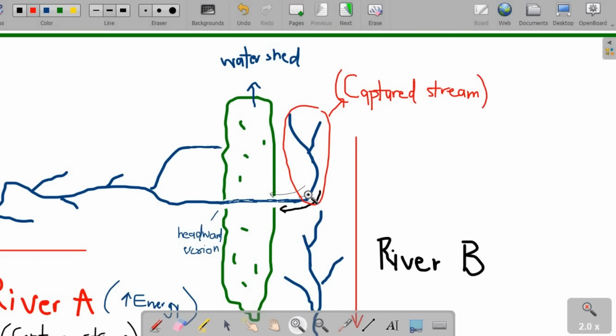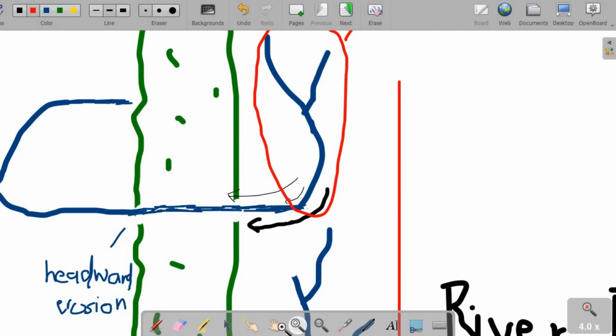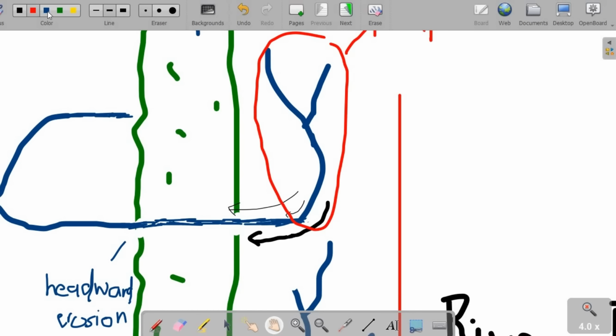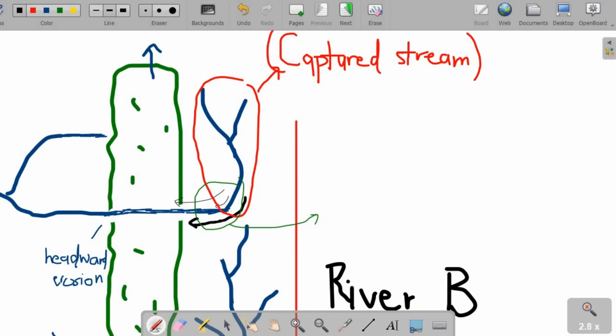And then you have this area right here where the stealing occurred. This area that looks like a sharp curve, like an elbow, is called the elbow of capture. This is where the sharp curve redirects the water towards the capture stream. So call it the elbow of capture.